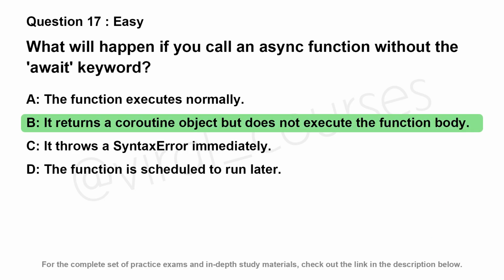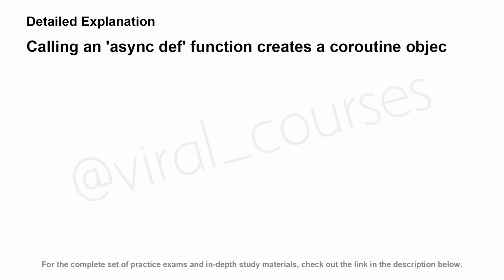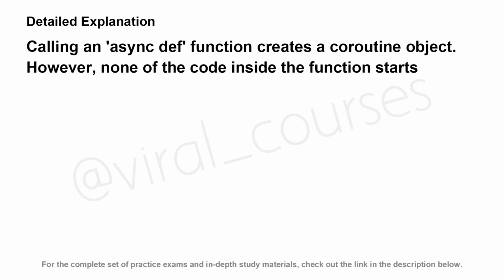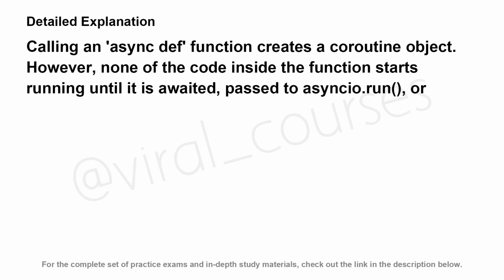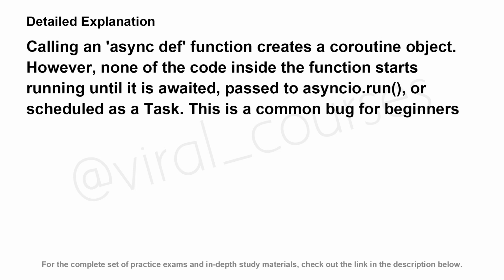The correct answer is B. Calling an async def function creates a coroutine object. However, none of the code inside the function starts running until it is awaited, passed to asyncio.run, or scheduled as a task. This is a common bug for beginners.